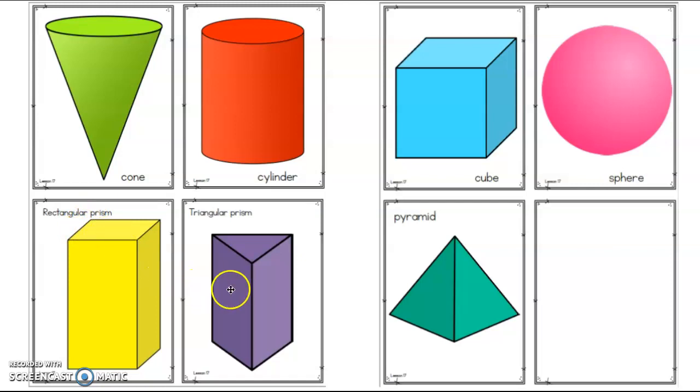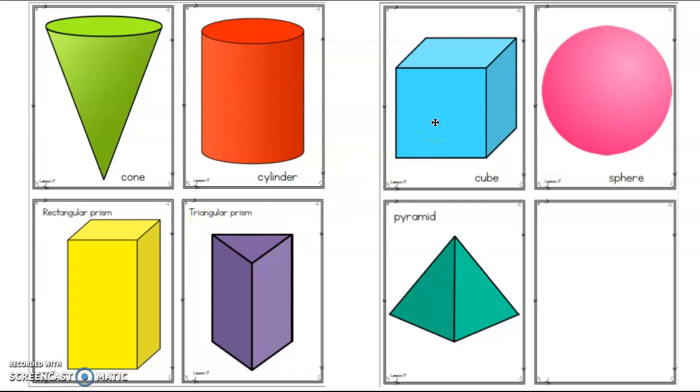All right, if we look next door at the purple one, this is called a triangular prism. If we look at this flat side at the top, it's in the shape of a triangle. But if we look at these flat sides, they're in the shape of a rectangle. So depending on what side you look at, you could see different flat shapes. But this one is called a triangular prism.